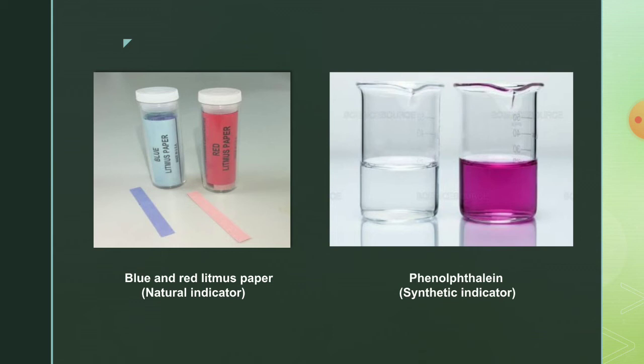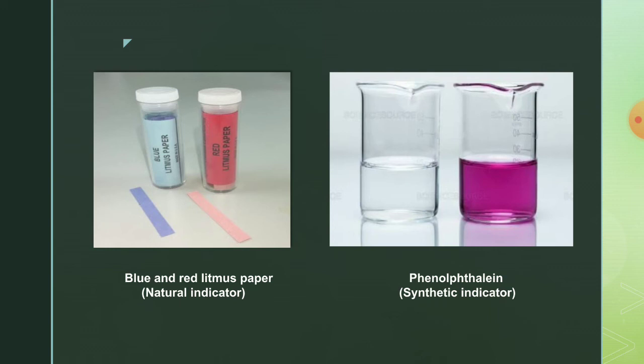Then we come to the synthetic indicator. Earlier we discussed the natural indicator, that is litmus paper. Then we come to the synthetic indicators. Let's take an example of a synthetic indicator, that is phenolphthalein. Phenolphthalein is an indicator which is available in the laboratory as a liquid solution. See how we identify whether a substance is acid or base with the help of colors with phenolphthalein.